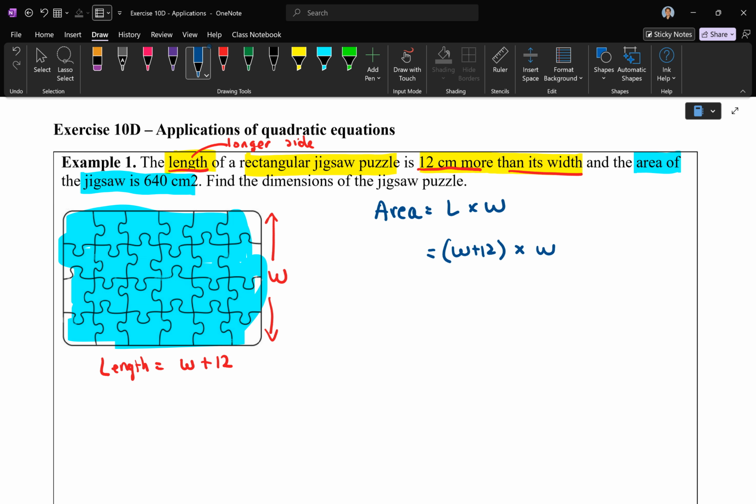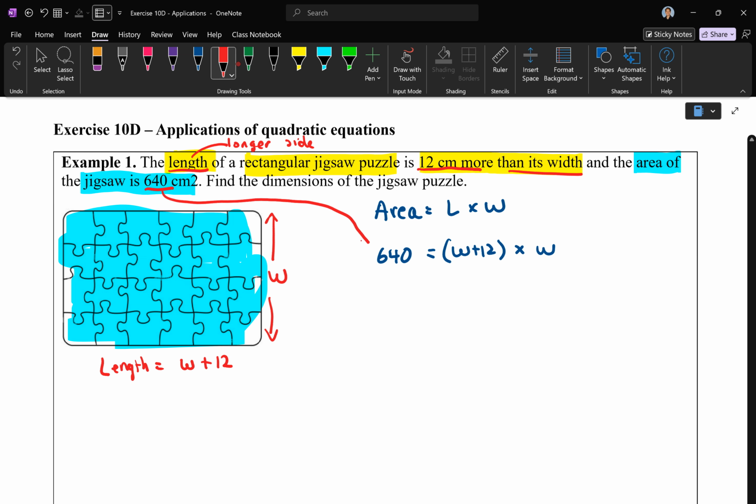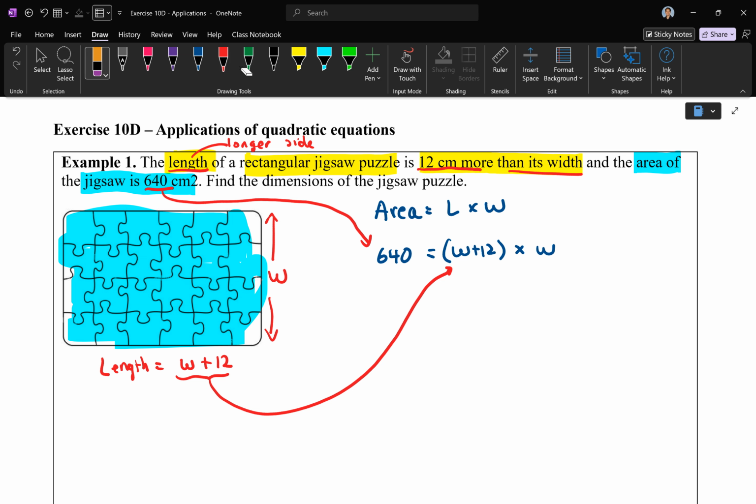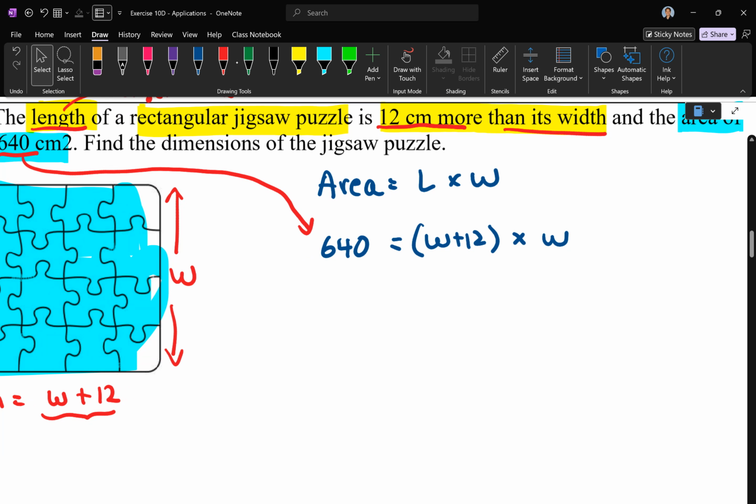So I've got length times width, and the area is equal to what again? 640. So this area must be 640. You see that? So the length, which we found out was W plus 12, times width. So it's W plus 12 times W. And what you get now is what we call an equation. Your job is to rearrange and expand this equation.